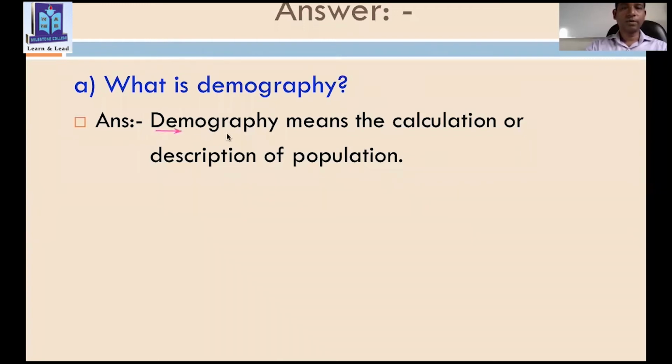Look at demography. Demography means the calculation or description of population. Very good.